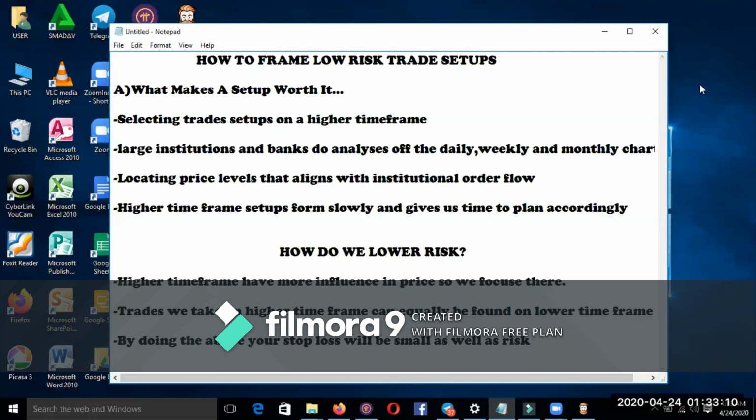So what makes a setup worth it? What makes you want to take a setup, or what makes a setup valid for you? Number one, selecting trades on higher time frame. Your setup should be on the higher time frame. You look at your setup most of the time on the higher time frame.